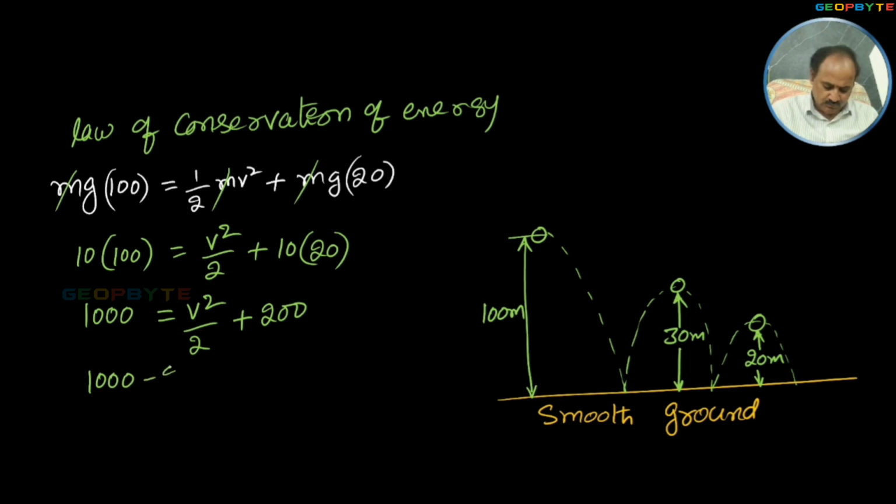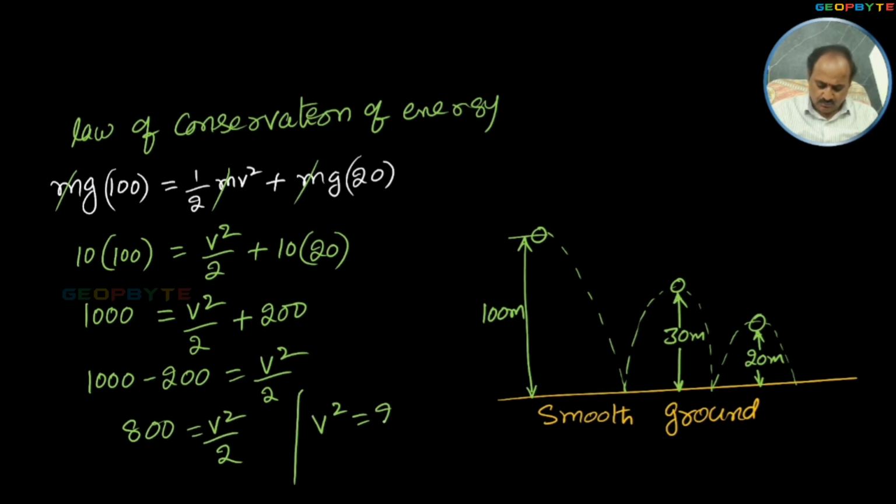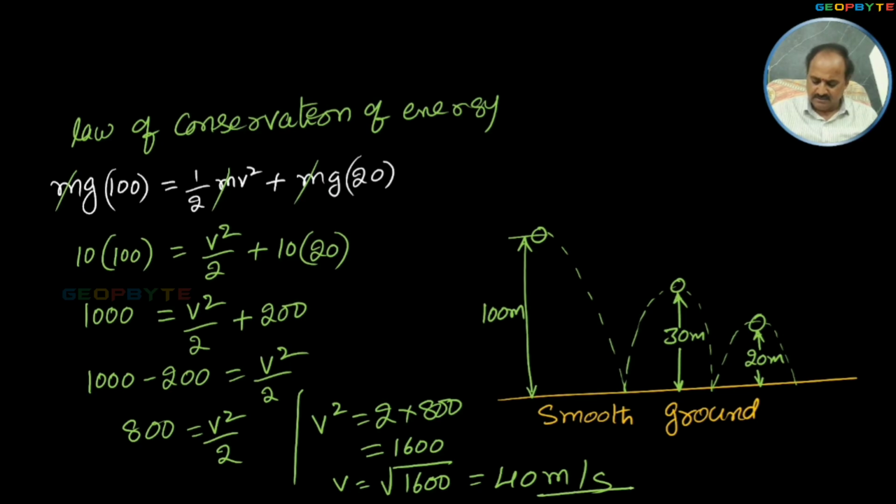1000 minus 200 is equal to v square by 2. 800 is equal to v square by 2. Then v square equals 2 into 800, that is equal to 1600. Then v equals root over 1600, root 1600 equals 40 meters per second. That is the velocity of the spherical ball.